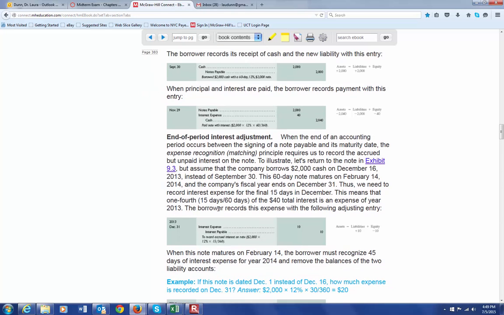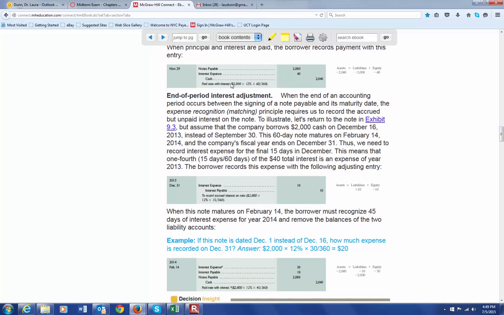The only caveat here is that often you'll borrow money and the due date falls after the end of the accounting period. When that happens, you have to record the amount of interest that has accrued up to the end of the accounting period.